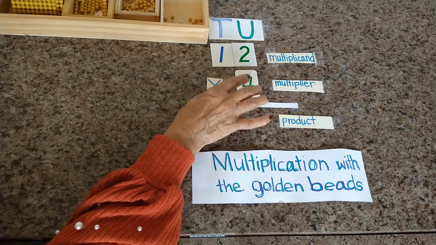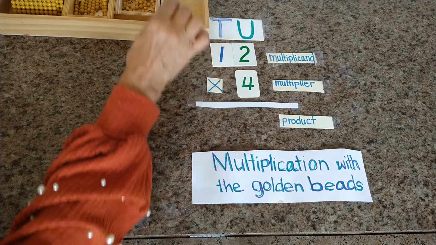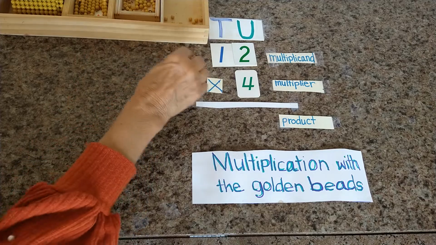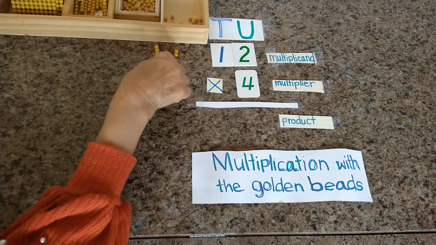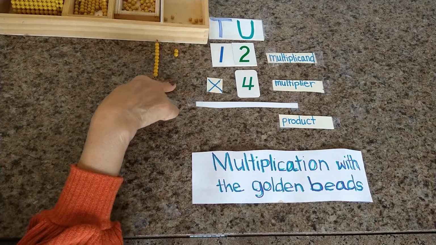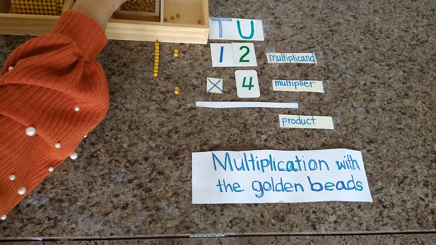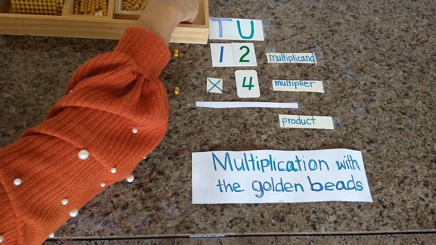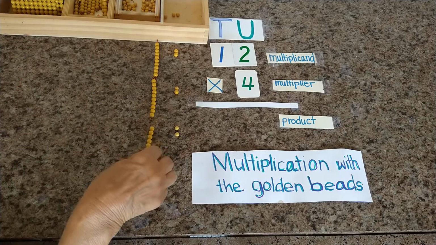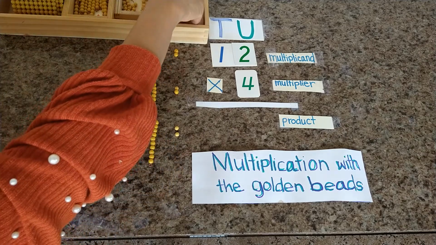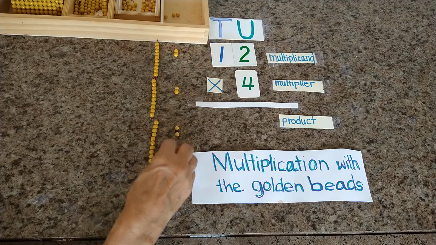So how many units do we have here? We have 2 units. So let's bring, please count with me, 1 unit, 2 units. We need to bring 1 ten. We got 1 time, but we need to bring 4 times. Okay. 2 times, 1 unit, 2 units, and 1 ten. 3 times, and one more time we need to bring because our multiplier is 4. Okay.